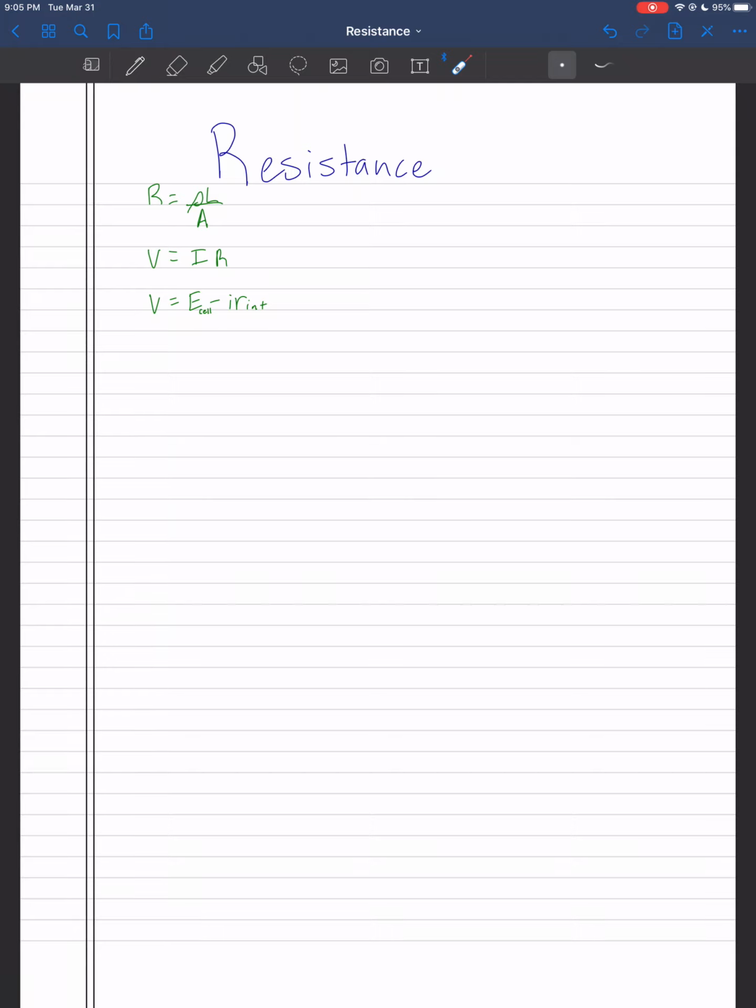And one more thing I want to point out is that this is given in volts. We know that I times R is equal to V, right? So that is also given in volts. So we're not changing up units here. We're staying consistent with our units. So it's volts, volts, volts, okay?